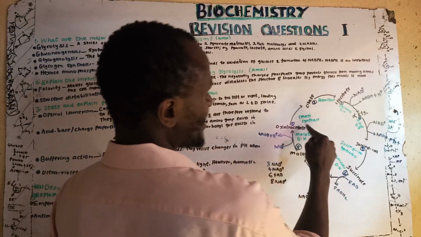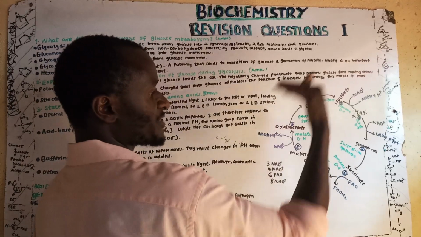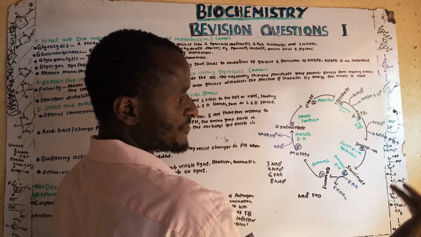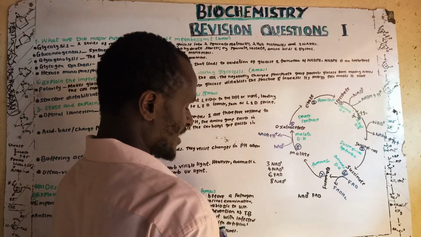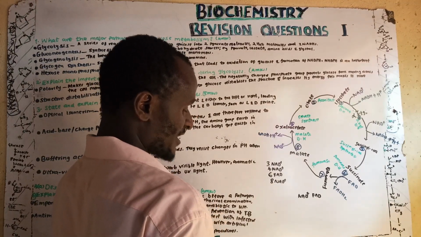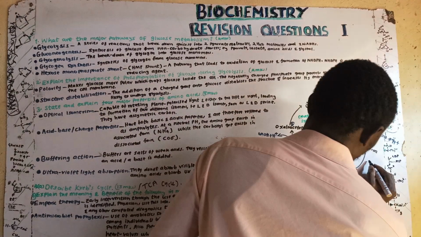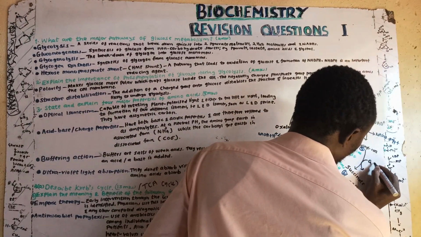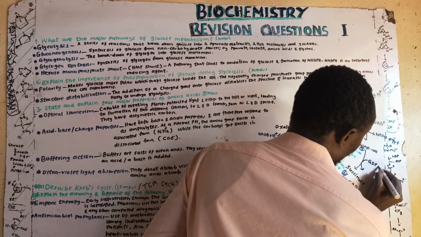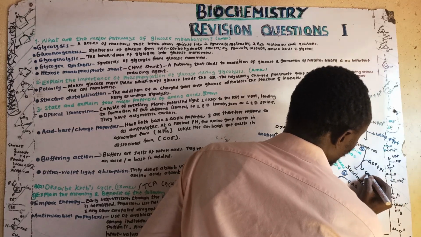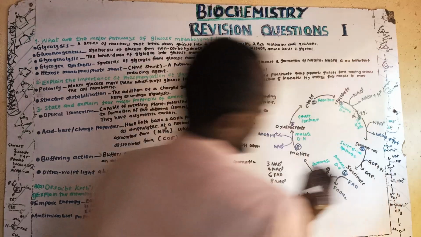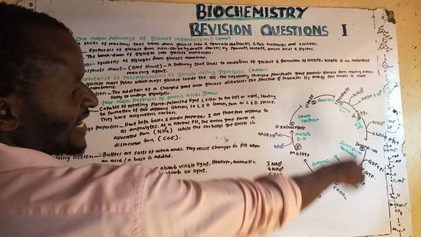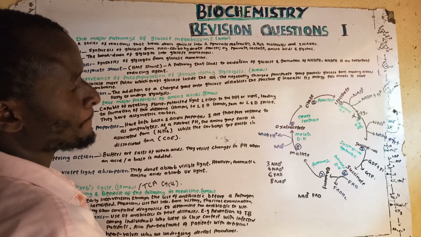So synthase is self-explanatory. It is used to synthesize something. A synthetase involves synthesis of something, but it requires a nucleotide phosphate. So in this case, we need GTP, we need GDP. So GDP interacts with an inorganic phosphate to form GTP. That is the major difference between synthase and synthetase.